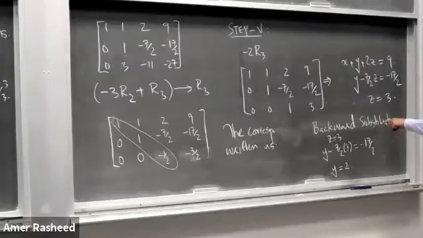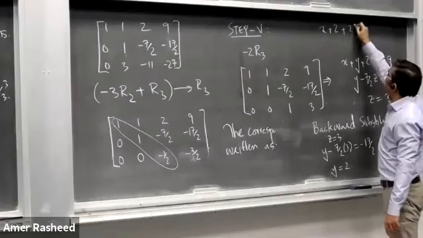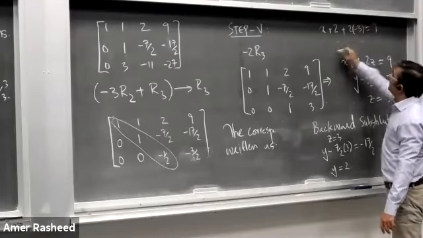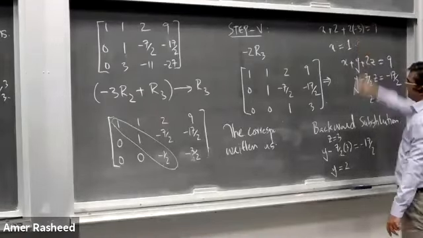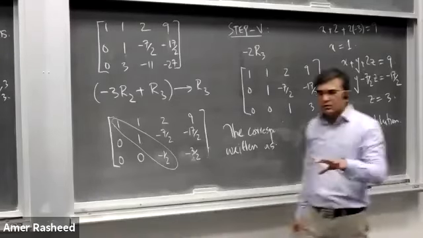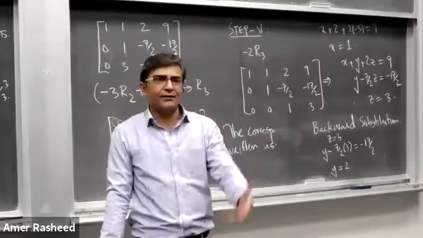Now you have z is equal to 3, y is equal to 2. Put them in equation 1 and get the value of x. So you get x plus 2 plus 2 times minus 3 is equal to 9. So x is what? 1. Okay, now you get all the values of x, y, and z easily.